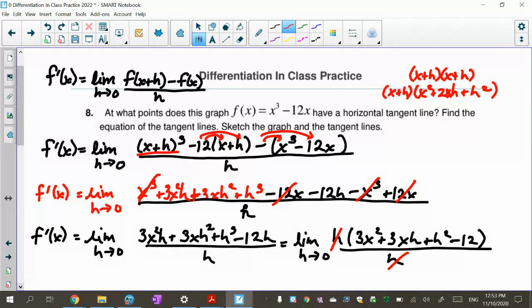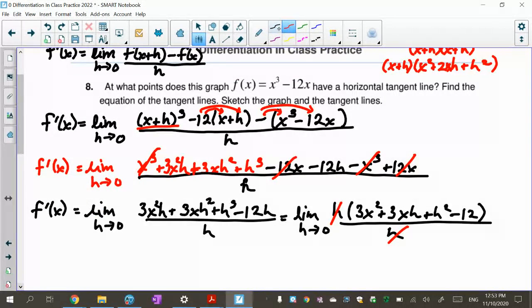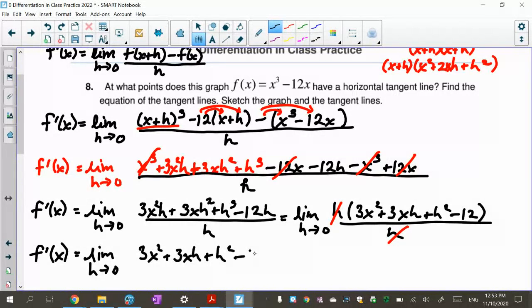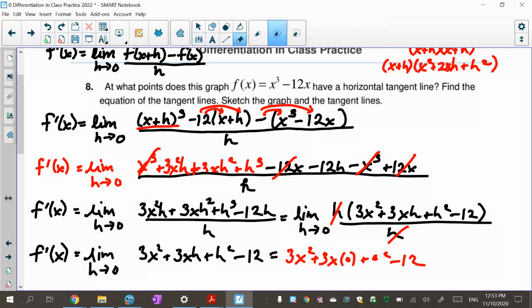These cancel out. So now I have, ready, f prime of x is the limit as h approaches 0 of 3x squared plus 3xh plus h squared minus 12. And now I'm going to plug in my 0, 3x squared plus 3x times 0 plus 0 squared minus 12. And that's a 0.